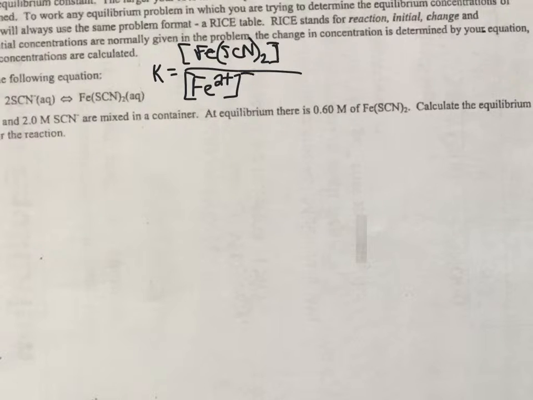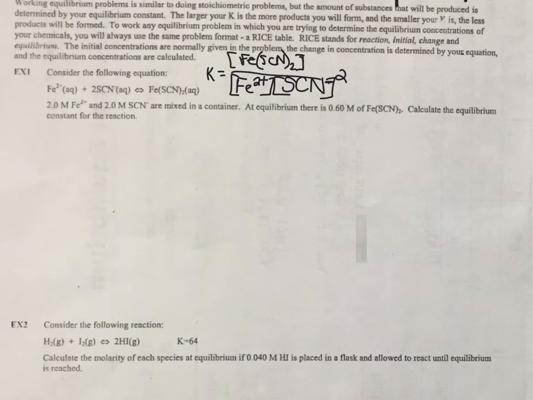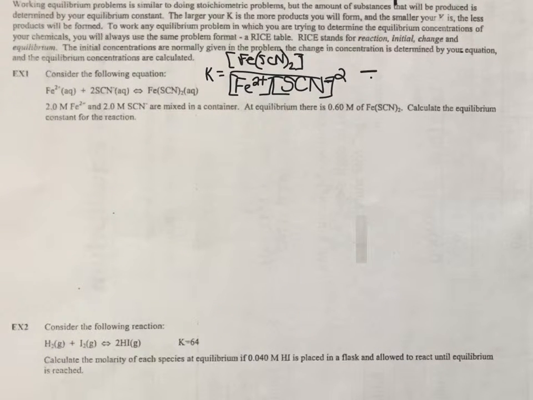I saw a lot of blank faces. All right, SCN, and that one gets a minus sign on the inside, but what goes on the outside? A 2, good. All right, cool. So we have our equilibrium expression ready to go. So eventually we're going to have to plug into that, okay?